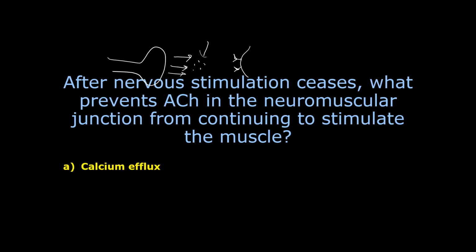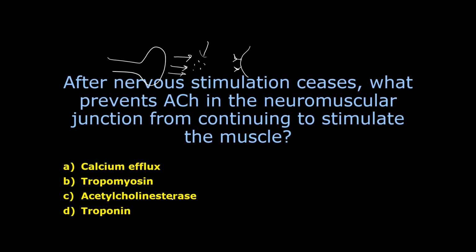So let's look. Calcium efflux, no, that is not right. Tropomyosin has nothing to do with this situation. Acetylcholinesterase, there it is. There's the enzyme that destroys acetylcholine. That is a wonderful choice, also known as AChE. And troponin, nope, that's not it either. So C is our winner.